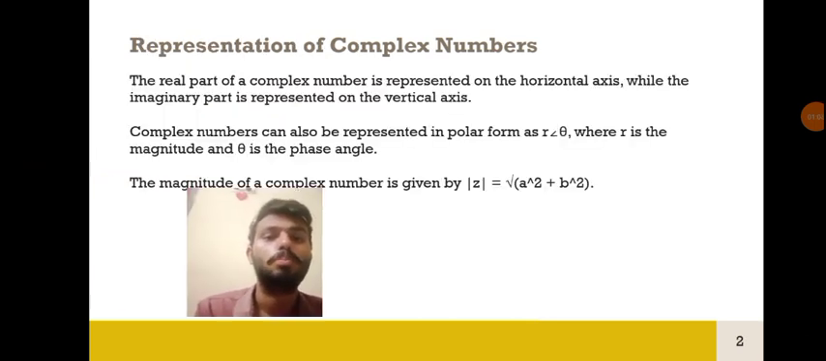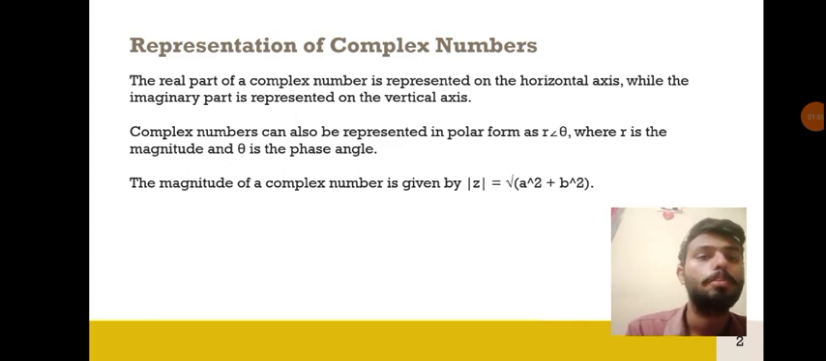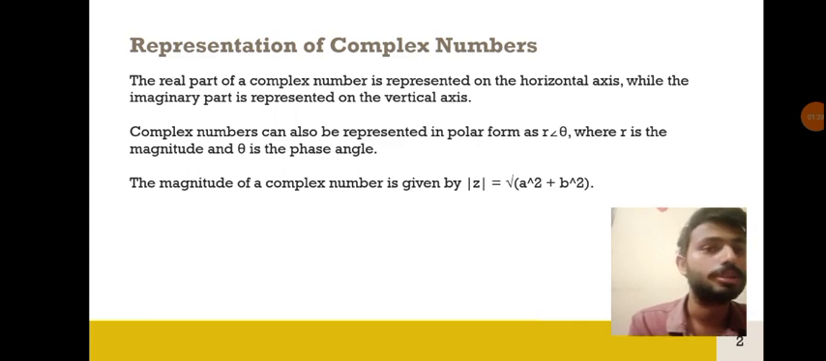Representation of complex numbers. The real part of a complex number is represented on the horizontal axis, while the imaginary part is represented on the vertical axis. There will be two axes, the horizontal axis and the vertical axis.